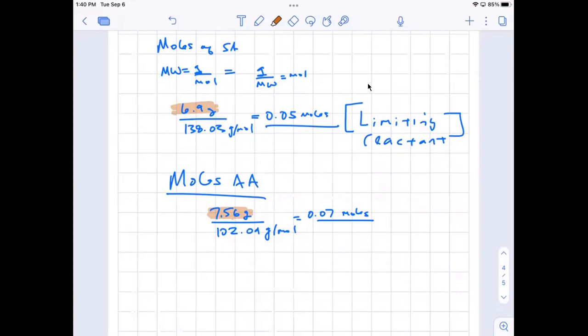But you can still calculate your amounts and things like that based on what you weigh out. But you want to get as close to these numbers as possible.